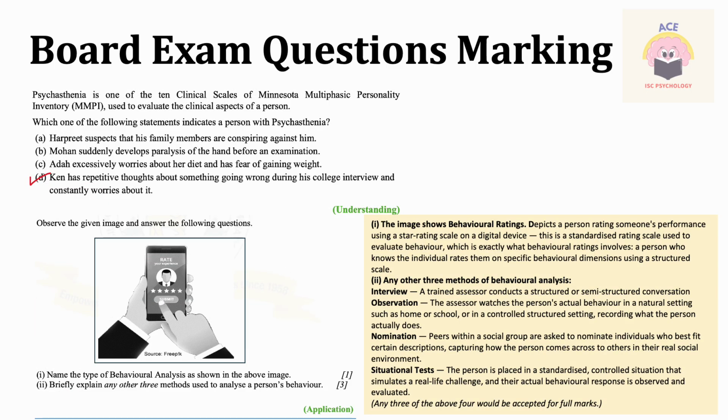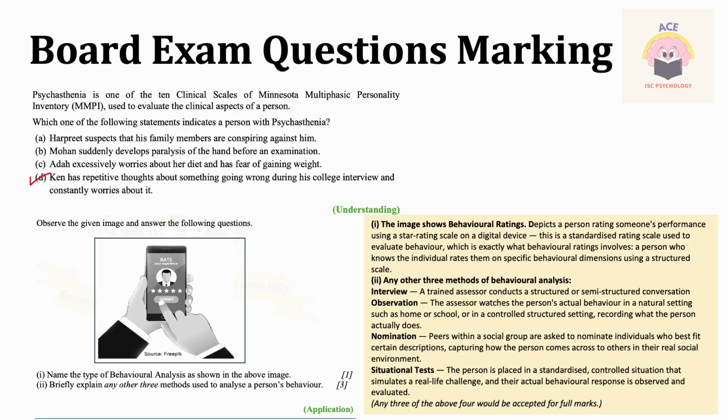Moving on to question 4. This is on the MMPI inventory. So now you see why you need to learn even the subscales of personality tests, because otherwise you will not be able to answer such questions. The answer to this question is option D.